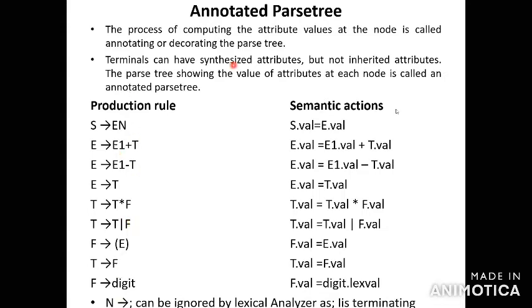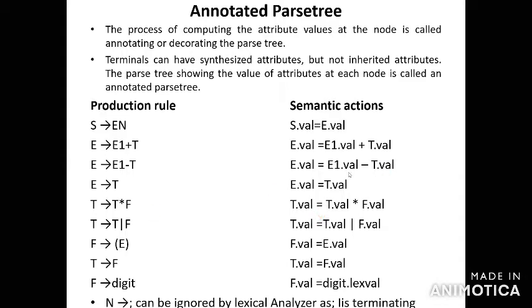According to the given grammar, you have to write the semantic actions. Here you can check S goes to E n. So here you specify the value: S dot value will be equal to E dot value. What is the second production? E goes to E1 plus T. So E dot value equals E1 dot value plus T dot value. Then the third, E goes to E1 minus T, so E dot value will be equal to E1 dot value minus T dot value. Similarly, you have to write the semantic action for each given production.